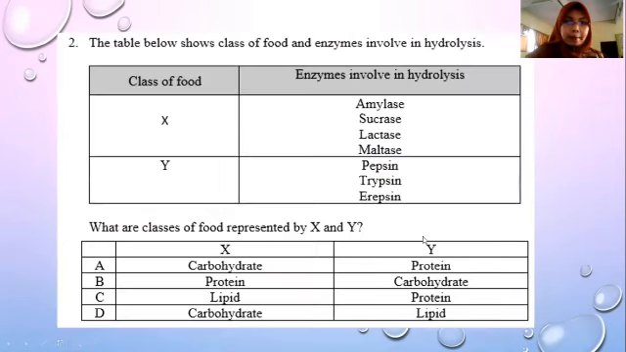Now number 2. The table below shows classes of food and the enzymes involved in hydrolysis. For classes of food X and Y, the enzymes involved are amylase, sucrase, lactase, maltase for X, then pepsin, trypsin, erepsin for Y. What are the classes of food? Remember the statement that we drew? For X, all the amylase, sucrase, lactase, maltase must be carbohydrate. Pepsin, trypsin, erepsin, all the sin must be for the protein. So the answer is A. How about the next question?